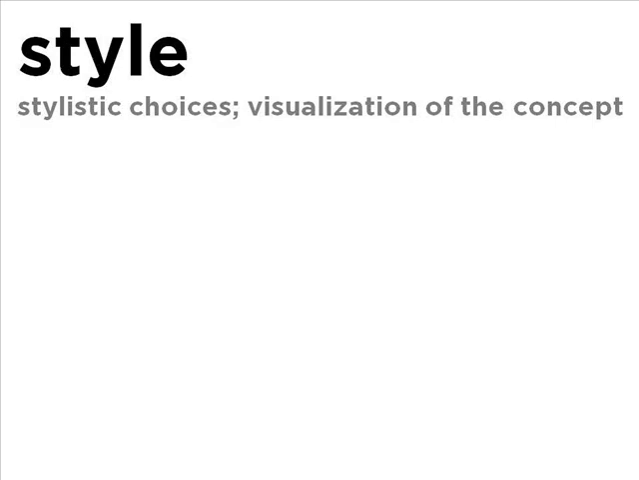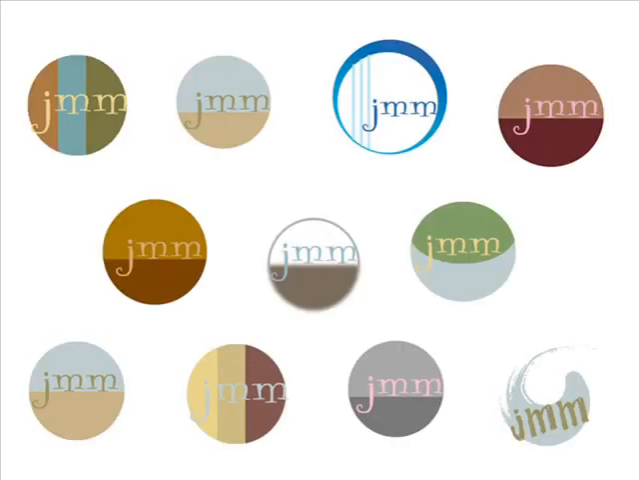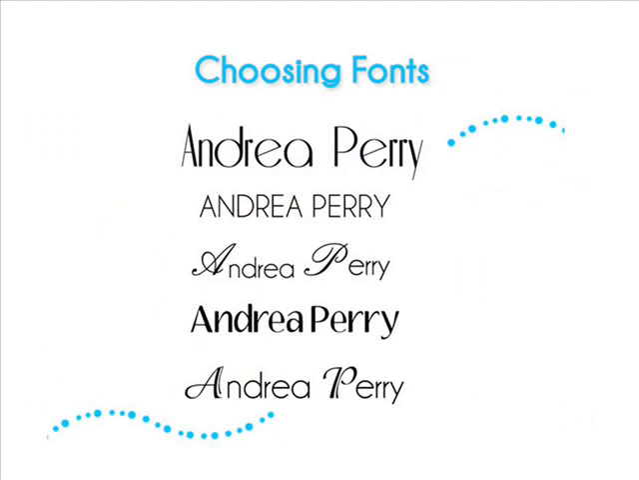Style historically related to the fit of proper language to argument based on considerations like appropriateness and correctness. We might rethink style as stylistic choices in visualization of a concept. These are different stylistic deployments of a circle shape and letter forms designed to be used on a student's portfolio site. These are different text treatments of a student's name, again for inclusion on a portfolio site.